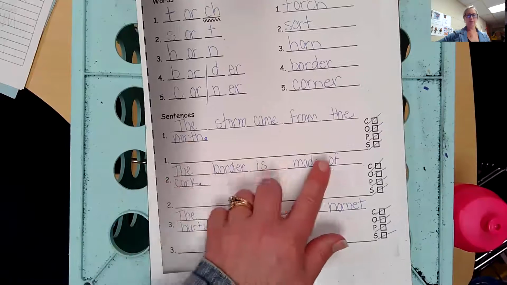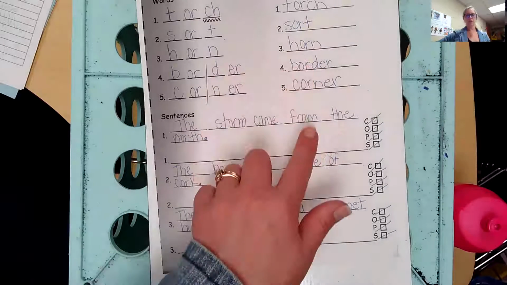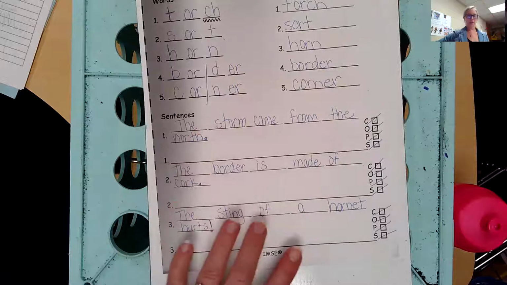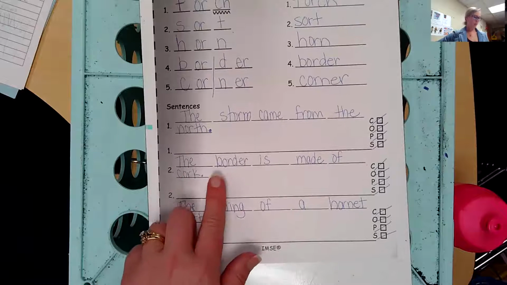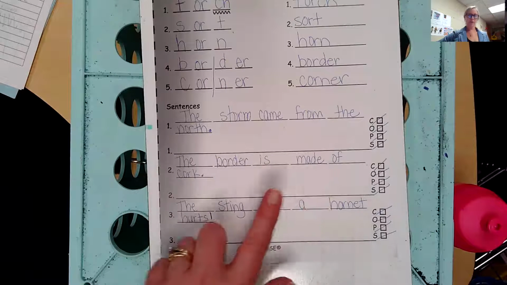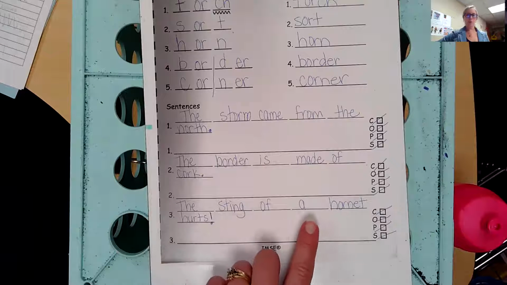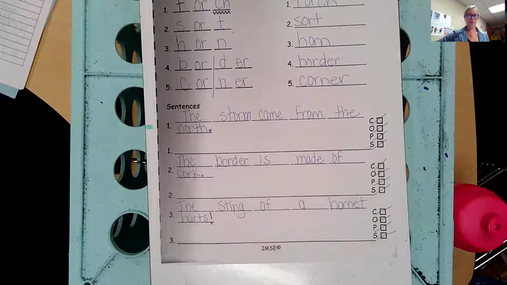Now you're going to be reading those from your sentence line, just like we read them from the word line. So you're reading these from a sentence line, not each word line, please. The border is made of cork. In our last sentence, the sting of the hornet hurts.